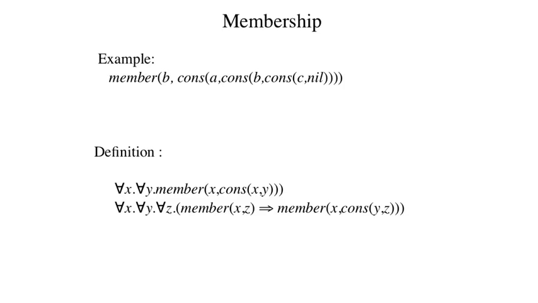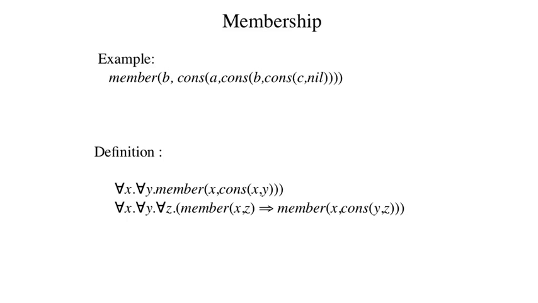Let's start with the member relation, which holds of an object in a list if the object is a top-level element of the list. For example, B is a member of the list consisting of A, B, and C. Using the function constant cons, we can define the member relation as shown here.